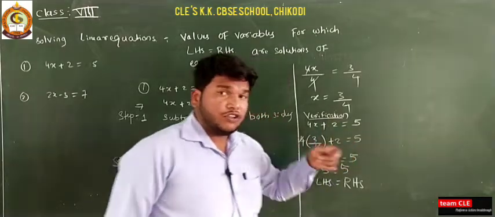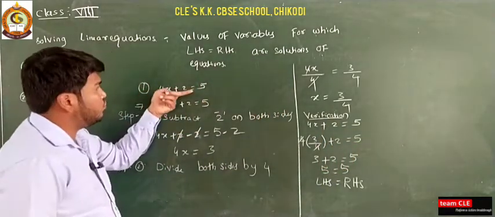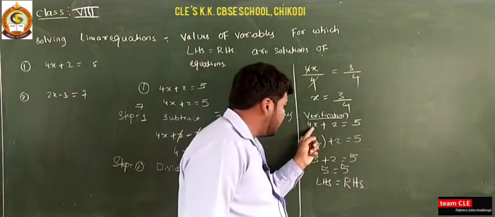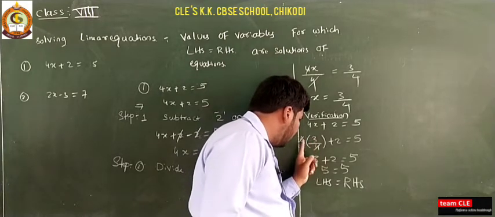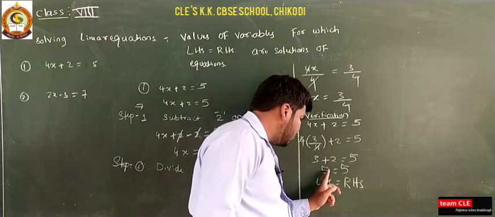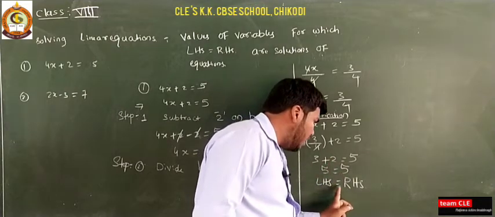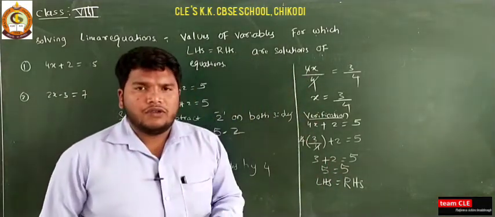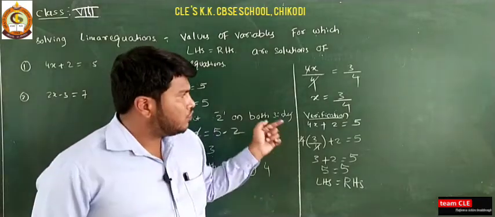So verification: just put in the given equation 4x plus 2 equals 5, and instead of x put 3 by 4. 4 gets cancelled, 3 plus 2 equals 5. 5 equals 5. LHS is equal to RHS. I hope you have understood this problem.